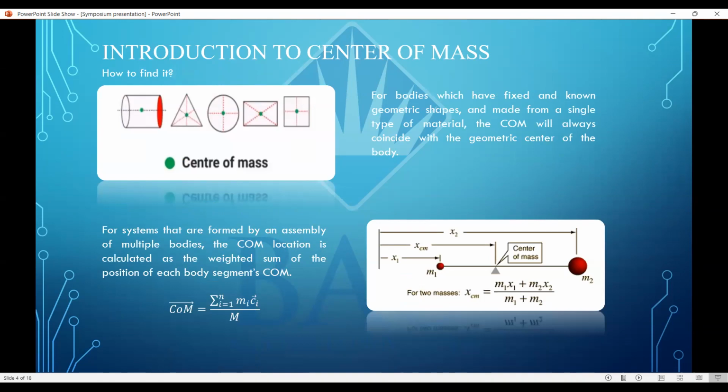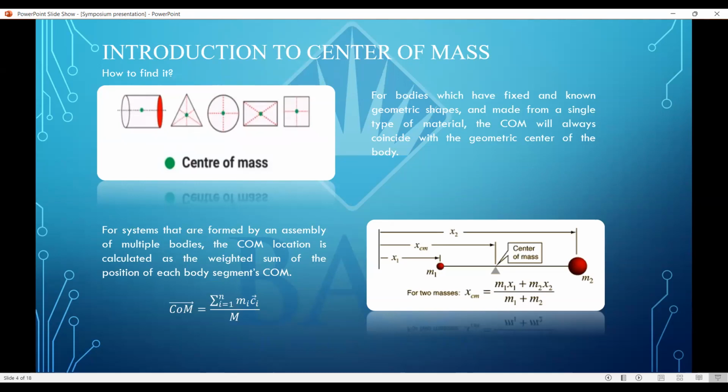For bodies which have fixed and known geometric shapes and are made from a single type of material, the center of mass will always coincide with the geometric center of the body, as shown in the figure above on the left. So for shapes like circles and cylinders, it can always be computed geometrically.